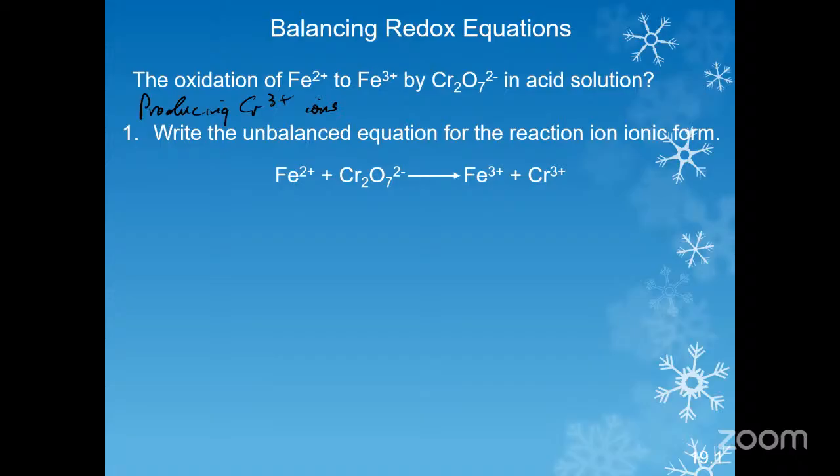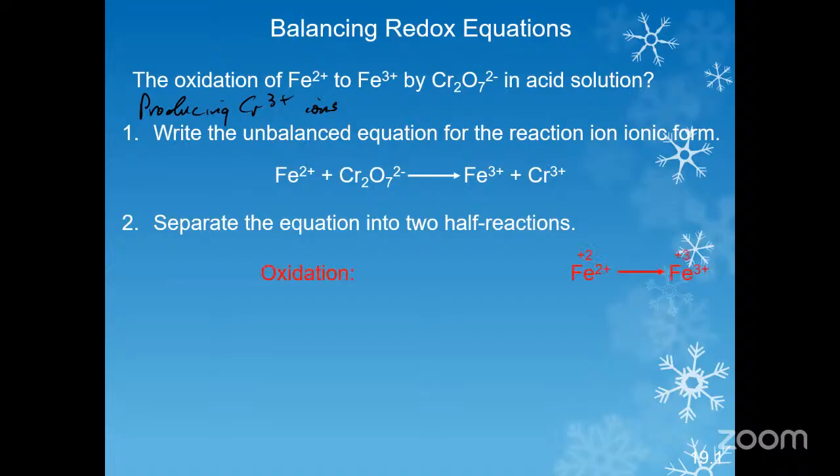So the next step is that we separate it into two half equations. One half equation would be the oxidation half equation, and the other half equation would be the reduction, right? So in the case of the oxidation half equation, you're going to have the Fe2+ going to Fe3+, and in the case of the reduction half equation, you're going to have the dichromate going to the chromium 3+ ion. All right? So that's the next step.